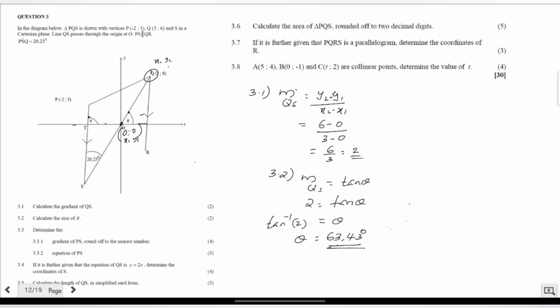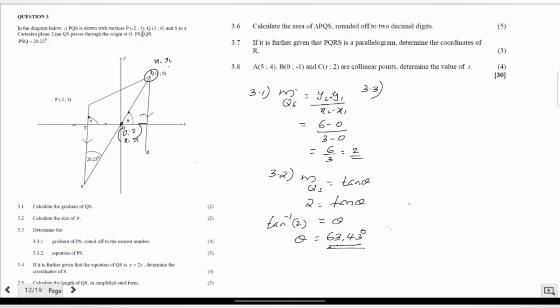Now we move to 3.3. What is 3.3? Determine the gradient of PS. Alright, that one is not a direct question, though it is easy, but it is not a direct question, because look at that PS. Normally a gradient we can calculate straight away only if 2 points are given. That is the straight method, like the one that I did for 3.1.